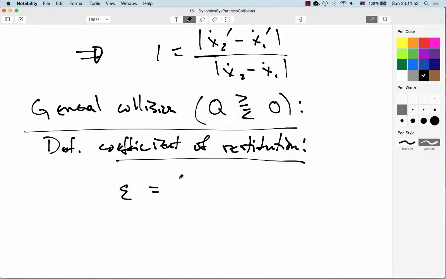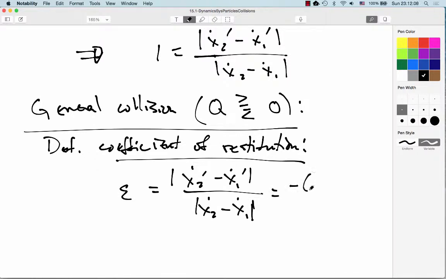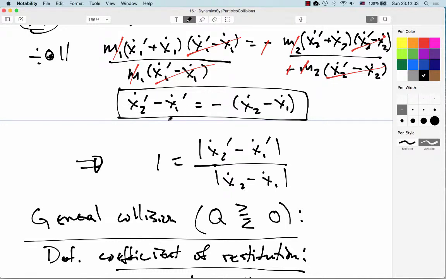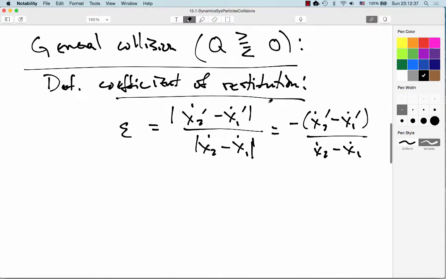Epsilon to be that very same ratio of the speeds. Or getting rid of the absolute values, to be minus x2 dot prime minus x1 dot prime over the same thing without the primes, x2 dot minus x1 dot. Okay, then. So I can rearrange this thought in our previous thing that we had before. The velocity of recession is the negative velocity of approach, which will become: the velocity of recession is minus the coefficient of restitution times the velocity of approach.